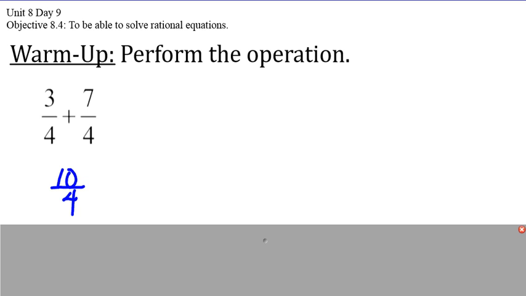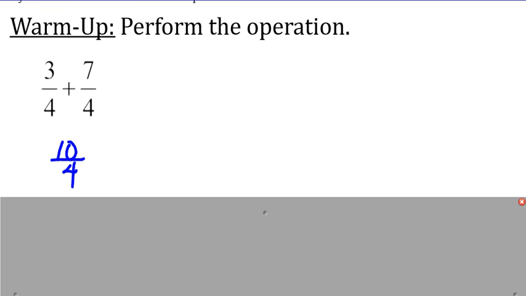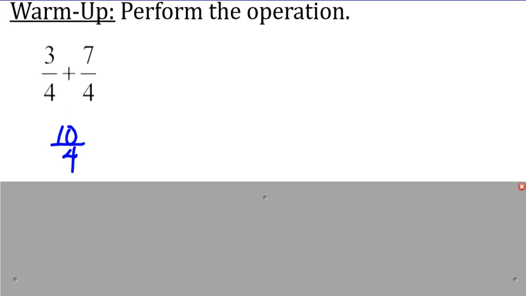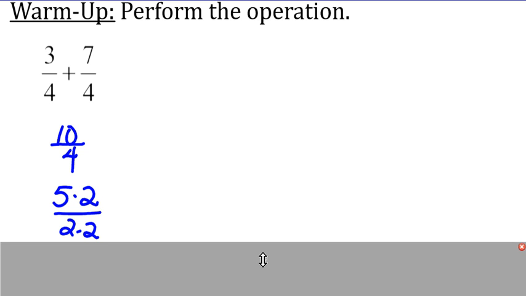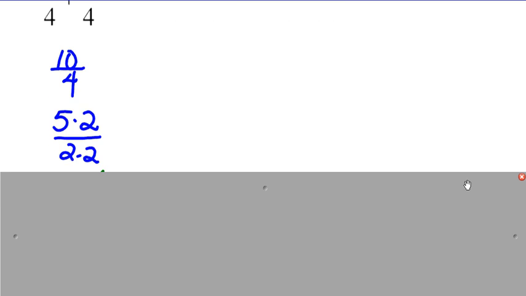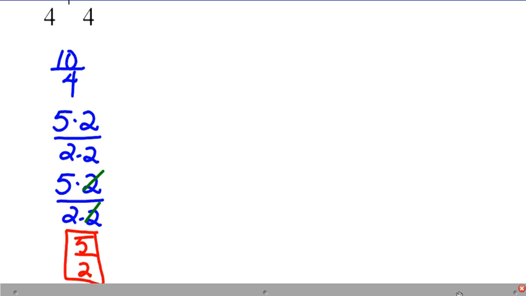We also said, working with the rational expressions, we wanted them in their simplest forms. We're going to think about the factors that make up our numerator and denominator. 10 comes from 5 times 2, and 4 comes from 2 times 2. That means they have a common factor of 2 that we could divide out. That means we'd be left with 5/2.